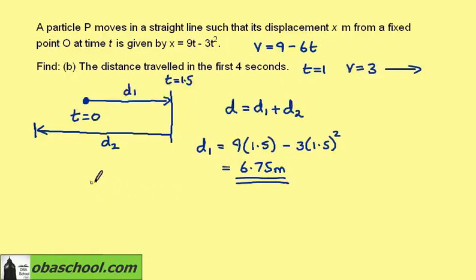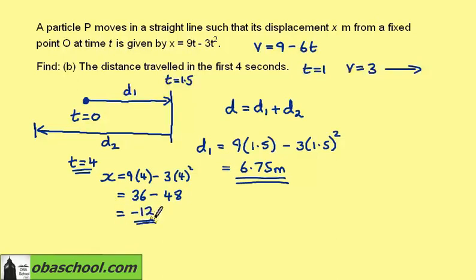Now to consider d2. When t equals 4, x is going to be 9 times 4, take away 3 times 4 squared, which is 36. Take away 48, which is minus 12. This means that the particle is 12 meters to the left of the start point. In other words, this distance is 12.